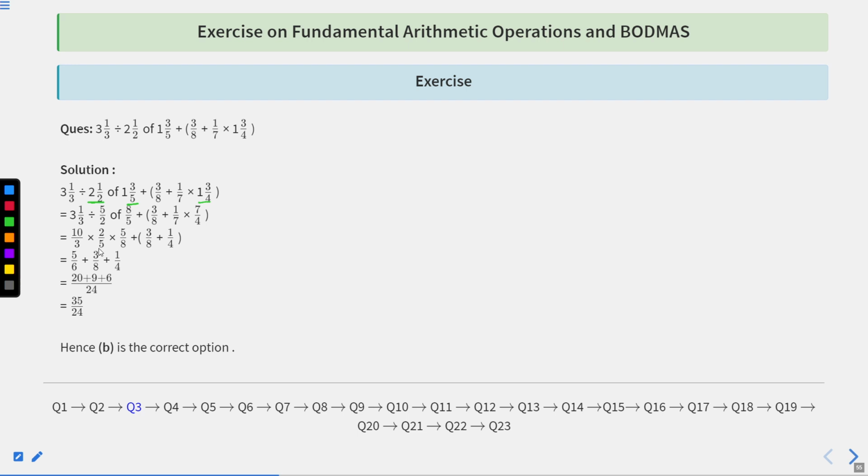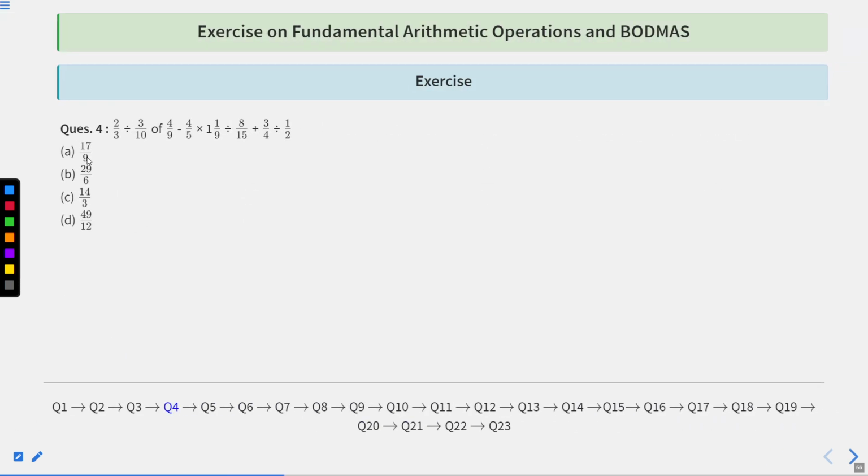2 upon 3 into 2 by 5 times 5 upon 8 plus 3 upon 8 plus 1 upon 4. And this can be simplified further because you can see this and this get cancelled. It goes 2 times, and this gets cancelled. It is 4. So this can be further cancelled by 2. So you will have overall 5 upon 6. And 3 upon 8 remains as it is, and 1 upon 4 remains as it is. So now taking the LCM, it will be 24. So it is going to be 20 plus 9 plus 6, which is equal to 35 upon 24. So the correct option here is option number B.